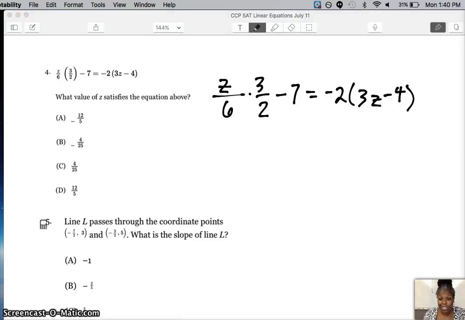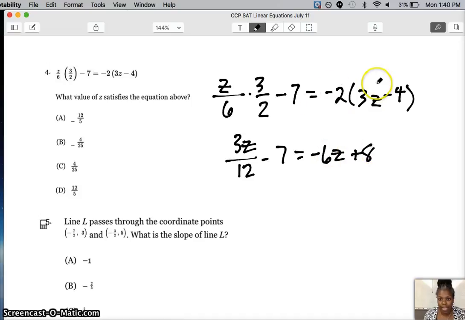This is just an equation where there's one variable. I can solve it even if it's complicated. So that's what I'm going to work on. I remember multiplying fractions. I get to multiply numerator times numerator. So I have 3z over 12 minus 7 is equal to, distributive property in the house, negative 6z plus 8, right? Negative times negative is a positive. Now I need to join all my z terms on one side and my regular numbers on the other. I'm going to put my z's over here and my regular numbers on the other side.